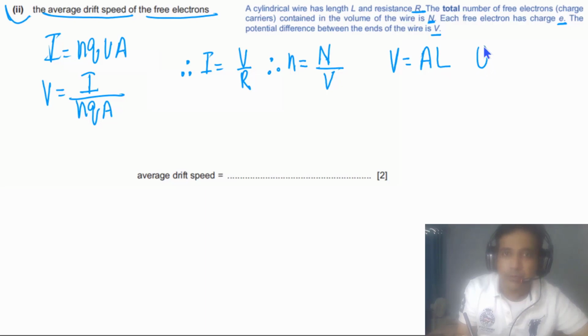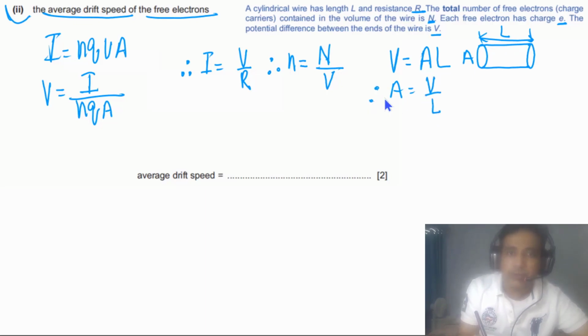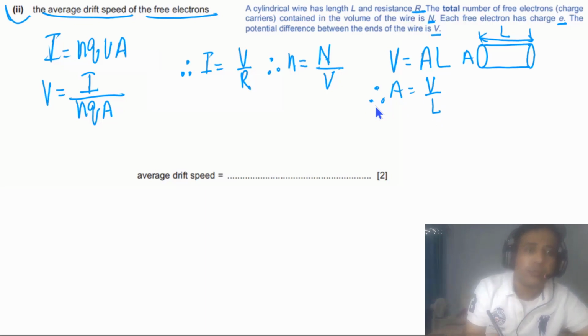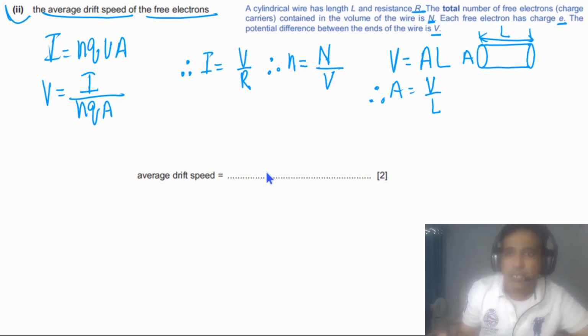So simply we can draw. This is our cylindrical wire. This is like a cylinder. So we can imagine its cross-sectional area is A, and the length of the wire we have is equal to capital L. So for A, from here we can write down, this is V divided by L. So this is over A. Now simply we need to plug in these values and we can get the answer.